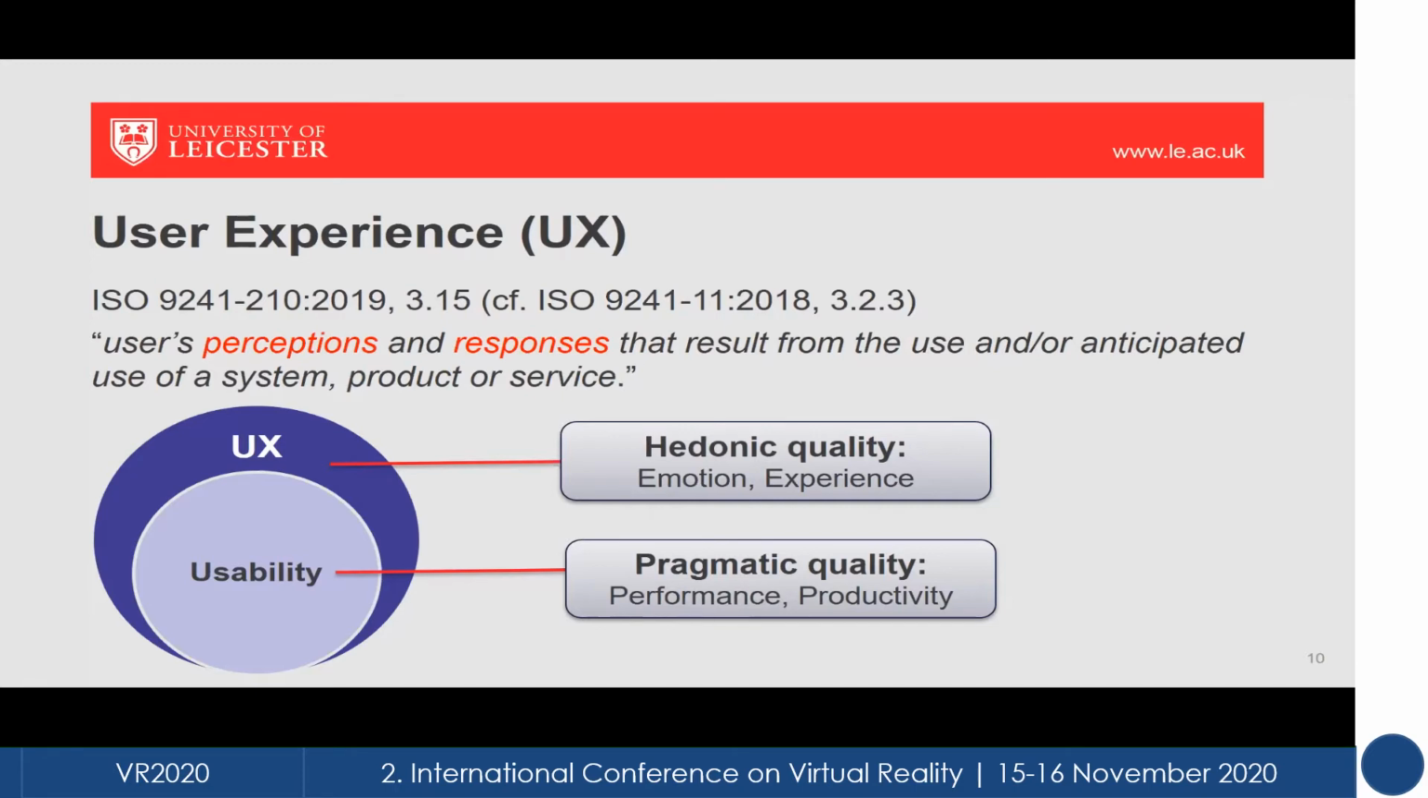Again, for ISO standard we have a definition for it, but the definition is a bit vague. It says the user perception and responses that result from the use and anticipated use of a system, product, or service. But you can see this actually covers almost everything. What I want to emphasize is the emotional response, the experience. Whether the user is happy or not, whether the user has pleasure or is delighted using your product or not is very important. In terms of augmented reality educational applications, it is also very important. If students don't enjoy using it or teachers don't enjoy using it, then the product cannot work.